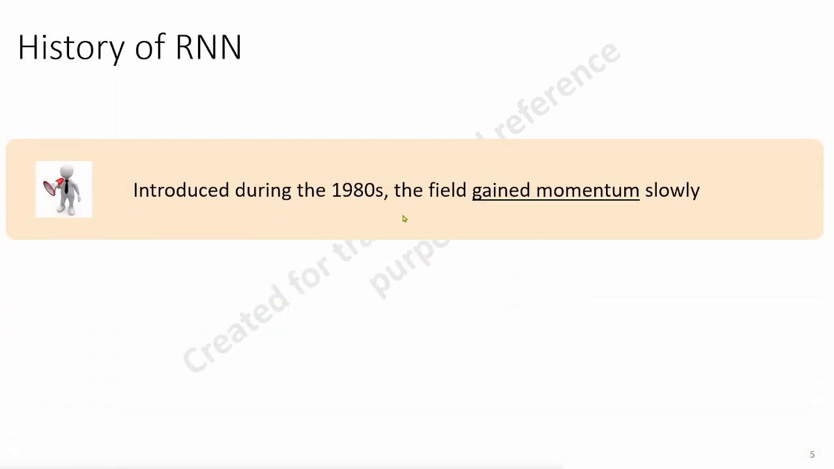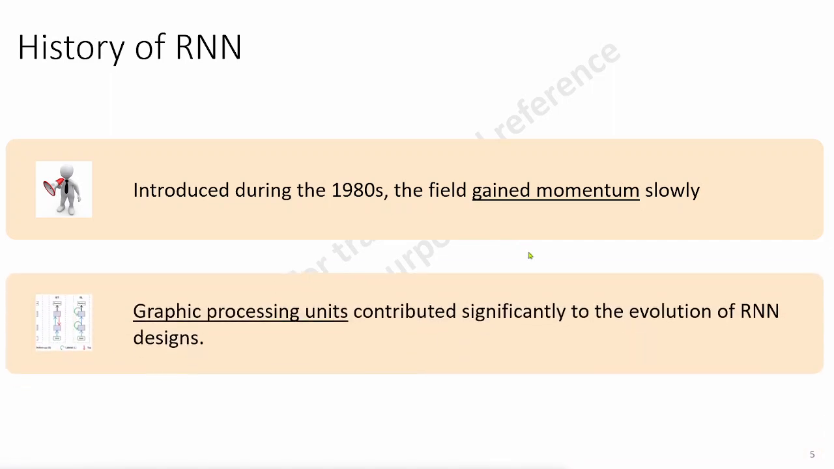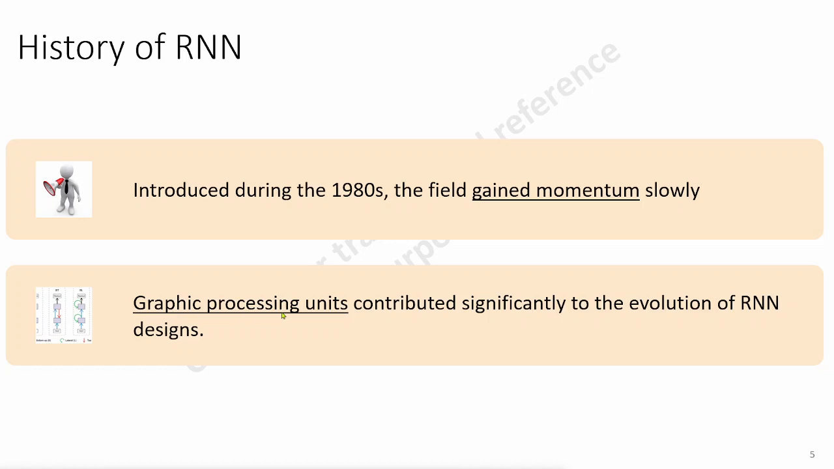I mentioned the history of RNN in the overview section. It was introduced in the 1980s, but it did not pick up momentum. It required some time because the sequential nature of RNN makes it slow. With the advent of GPUs and some changes to the model architecture, RNNs came to be used successfully.